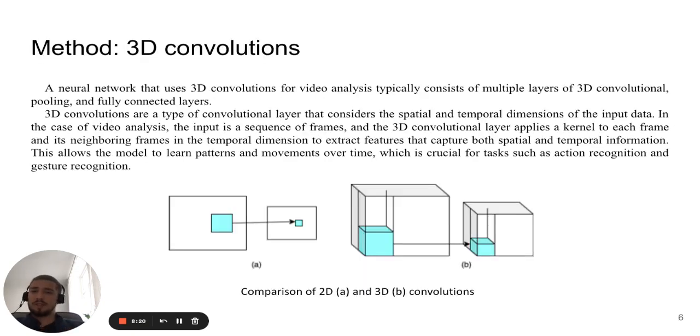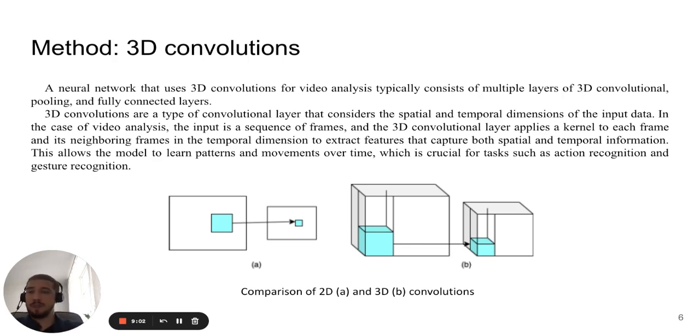In this part, I will tell you in more detail about the transformer-based and 3D convolution-based models that were used in our experiments. A neural network that uses 3D convolutions for video analysis typically consists of multiple layers of 3D convolutional, pooling, and fully connected layers. 3D convolutions are a type of convolution layer that considers the spatial and temporal dimensions of the input data. In the case of video analysis, the input is a sequence of frames, and the 3D convolution layer applies a kernel to each frame and its neighboring frames in the temporal dimension to extract features that capture both spatial and temporal information.